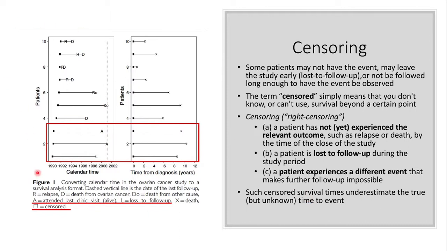Now, if we look at the figure over here on the left, here we have calendar time, and then we have time from diagnosis. They're converting the calendar time in this particular ovarian cancer study to survival analysis format. So R represents relapse, D represents death from ovarian cancer, little o, death from another cause. A is they attended a last clinic visit alive, L was lost to follow-up, X was death, and then a square was censored.